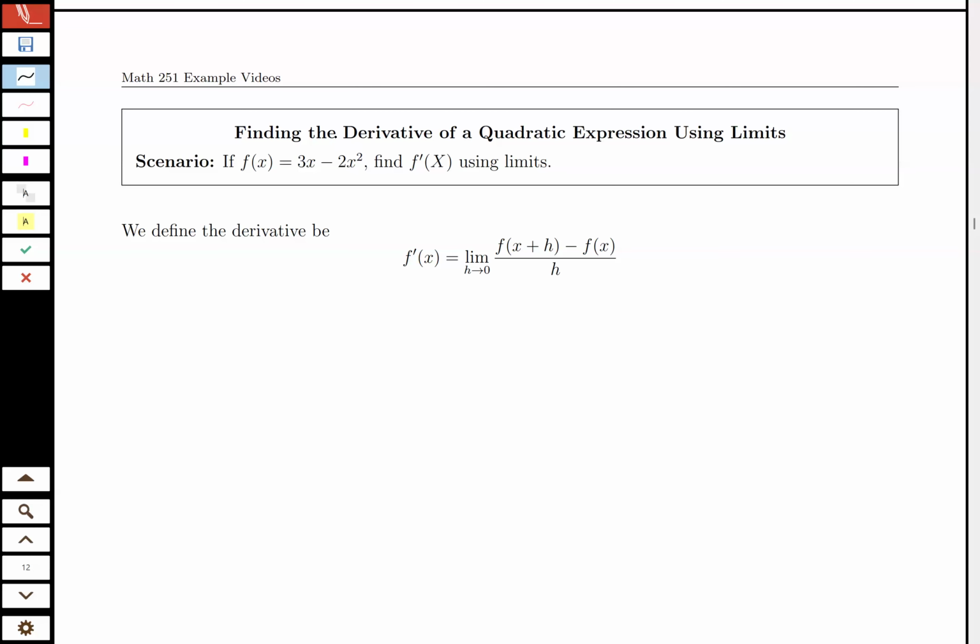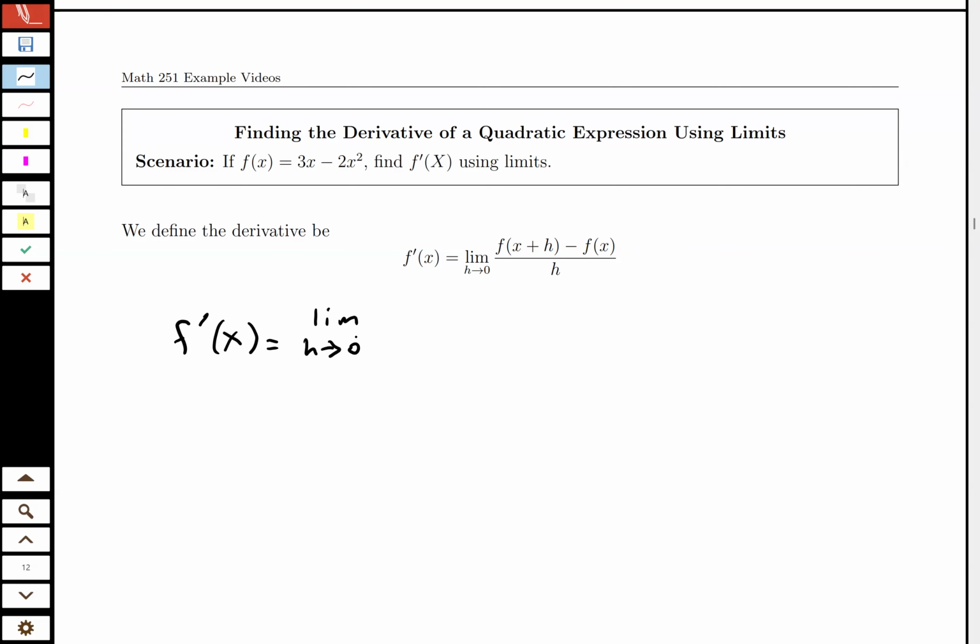Let's take a look at finding the derivative of a quadratic equation here, 3x minus 2x squared, using the limit definition. And I'm looking for the derivative function f prime of x, so not the derivative at a point, but really the derivative everywhere, for any x value you could care about.